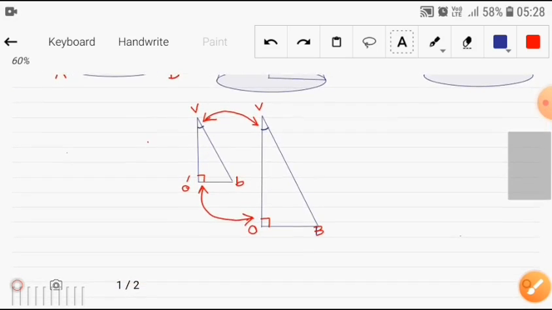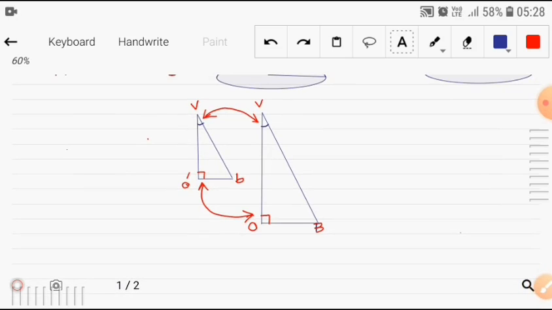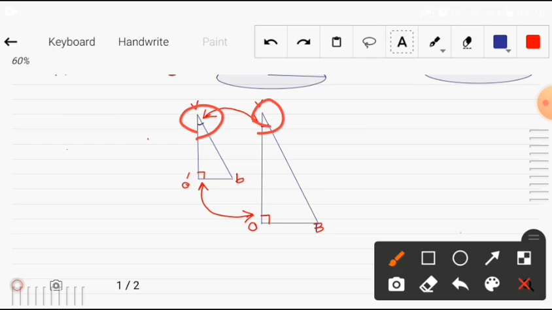Below this, I have drawn the two diagrams separately so that I can clearly show you the two things that are similar. Now in both the triangles, we can see that angle V and angle V both are common angles. Okay, so O complement and O both are right angles, so they are also equal. So by AA similarity, these two triangles are similar. We can say that they are similar triangles.